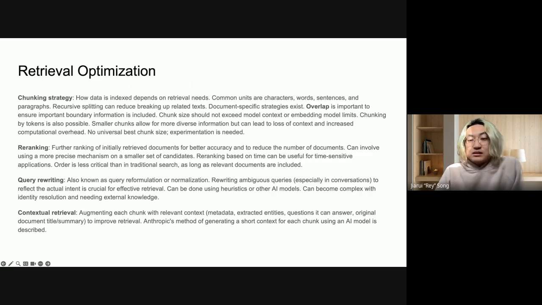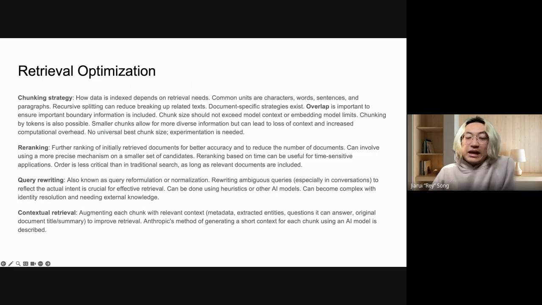Lastly, let's discuss contextual retrieval. The idea here is to enrich our data chunks with additional context to make them easier to find. A simple method is to augment chunks with metadata like tags and keywords. For an e-commerce product, this could include its description or customer reviews. For code snippets, we might add function names or related concepts.